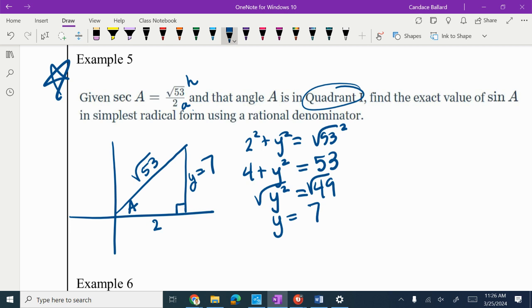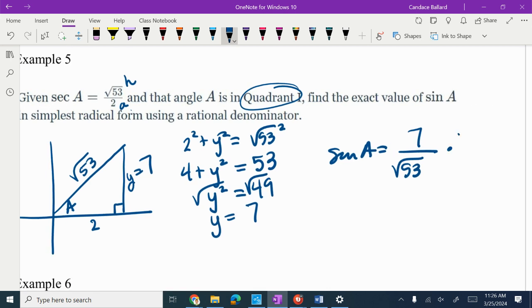All right, so now I just need to find the sine. Opposite over hypotenuse. What's opposite? What's hypotenuse? Ooh, we don't like that so good. We got to rationalize that, don't we? So that made that one a little bit more difficult. So 7 square root of 53 over 53. Okay, any questions so far on that type of example? Before I make it a little bit different in the next one. I'm moving out of quadrant 1. Okay.